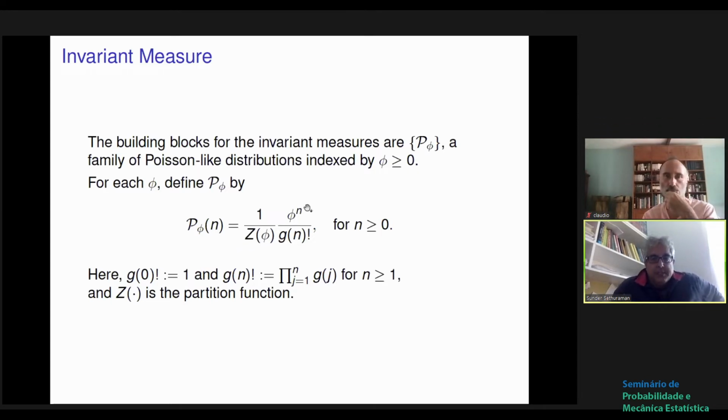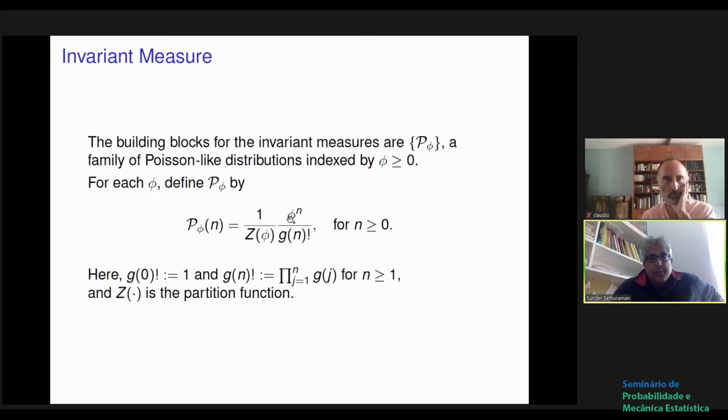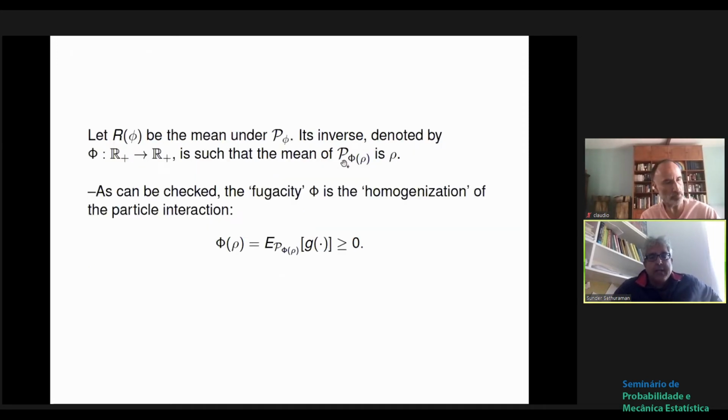And so let's define this one-dimensional marginal, and the parameter phi here determines this family, and phi varies. Let's choose phi so that the mean of this measure is actually rho. We'll call that phi as capital Phi of rho. This is the so-called fugacity of the system, and one can actually calculate the fugacity in terms of an expected value of the rate.